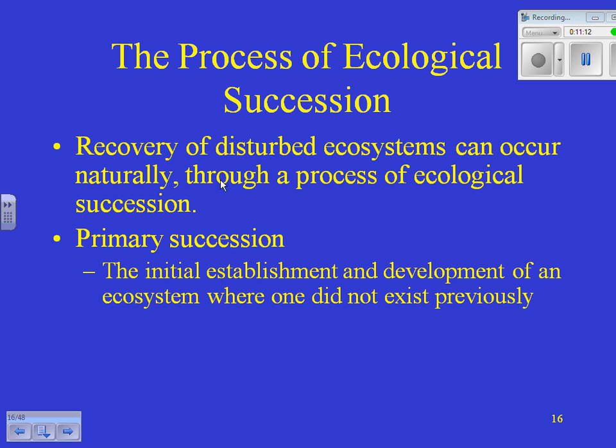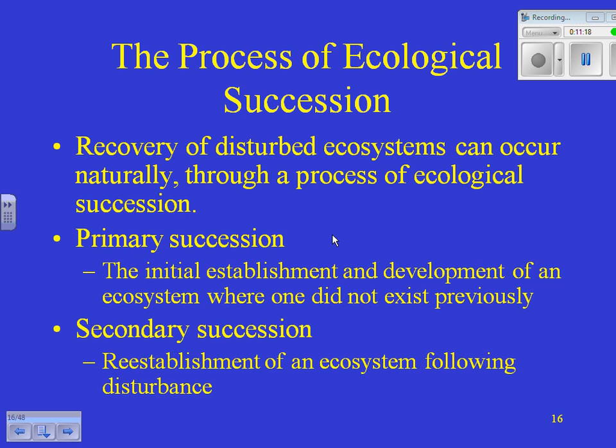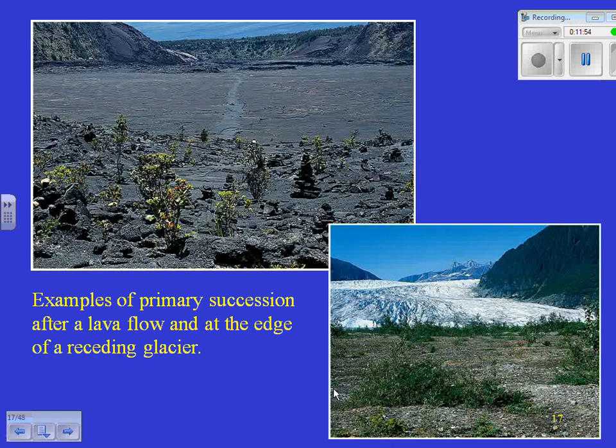And here's just some terminology. Succession: recovery of disturbed ecosystems can occur naturally through succession. There are two types, which we did talk about in class. We didn't necessarily identify them, but there are two types of succession. The first type is primary succession, the initial establishment and development of an ecosystem where one did not exist previously. So growth where there's never been growth before, such as the exposure of rock from a glacier or a volcanic eruption. Secondary succession is what we did in the little activity in Virginia, the regrowth, the reestablishment of an ecosystem following a disturbance. So when you're weeding your garden, that's secondary succession.